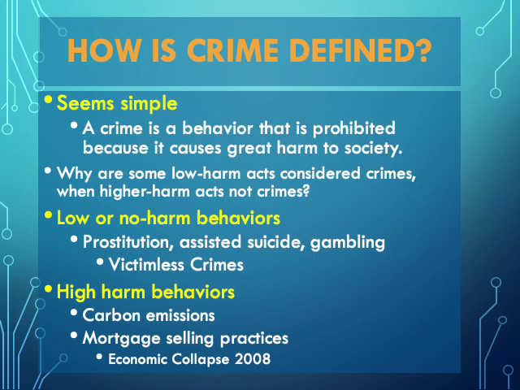And so given how harmful carbon emissions are, one might wonder why that behavior isn't criminalized in some way. If you've read anything at all about the economic collapse of 2008, which probably seems like long ago history to you all, basically banks and other mortgage providers were engaging in practices of selling mortgages to people who couldn't afford them, who really did not have a good credit history.